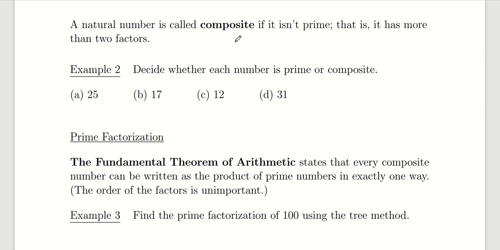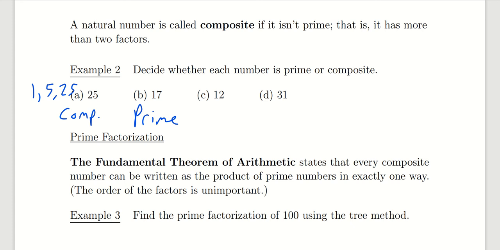For example, let's try to decide whether each of the following numbers is going to be prime or composite. 25 is going to be composite simply because it has more than 2 factors. The factors of 25 would be 1, 5, and also 25, because you can write 25 as 5 times 5. So 25 is going to be composite. For 17, its only factors are 1 and 17. So 17 is going to be prime.